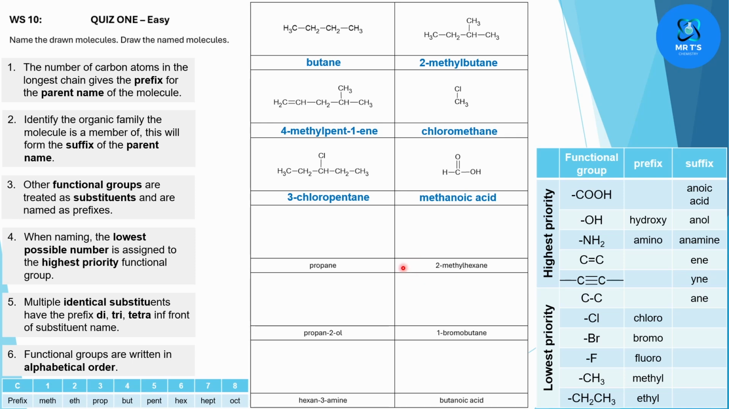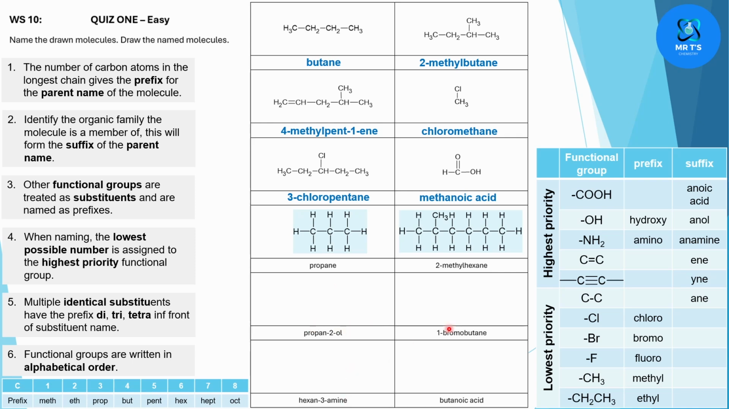Okay, so let's see if we can draw these molecules. Propane, what does propane mean? Well, prop means it has 3 carbons in a row, and ane means there are just single carbon-carbon bonds with the associated hydrogens. So it will look like this. 2-methylhexane. So hexane, 6 carbons in a row, but off the second carbon attached to it is going to be this methyl group, this CH3 group. And it will look like this.